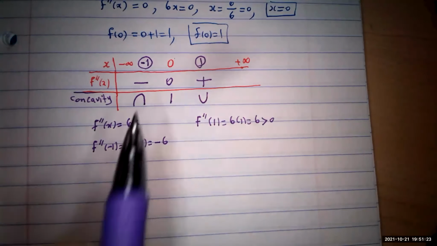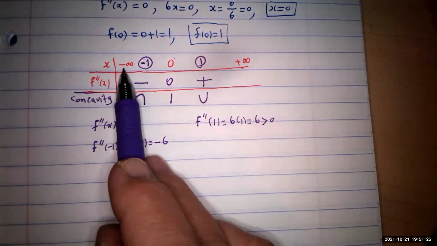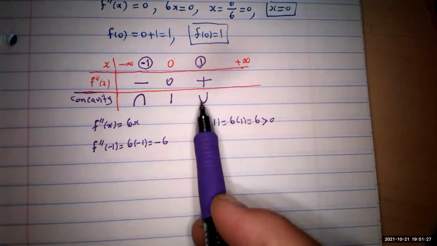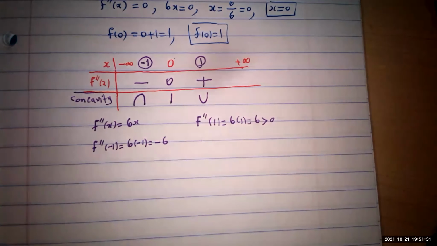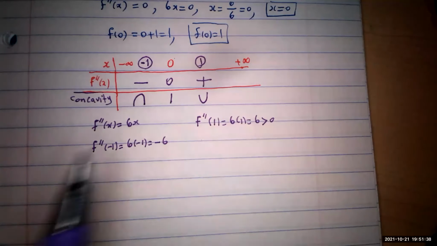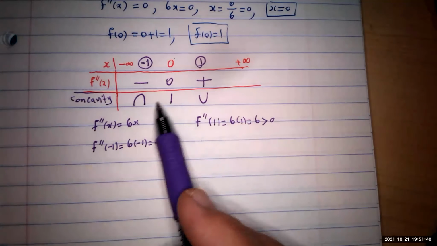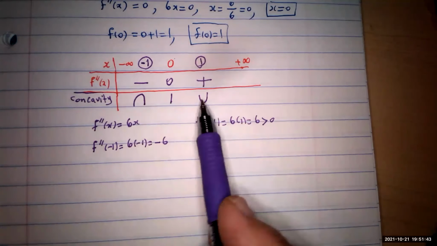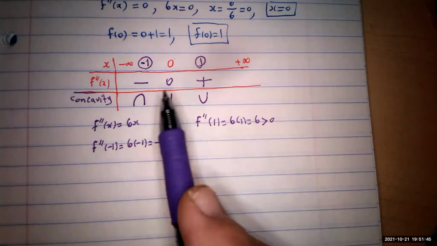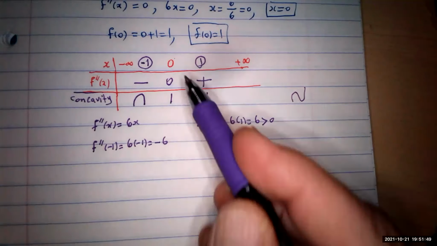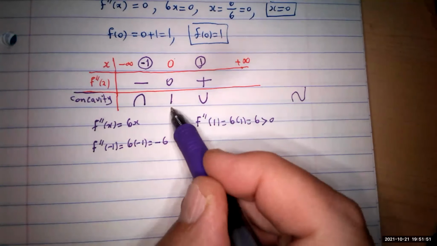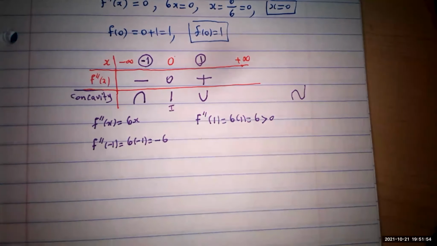So this graph is concave down between negative infinity and 0, and concave up between 0 and positive infinity. If you give us the chart, you don't need to explain anything for us. Next, do you have an inflection point or not? This is the candidate. As you can see, the direction of the curve is different at this point. So this means this point is an inflection point.